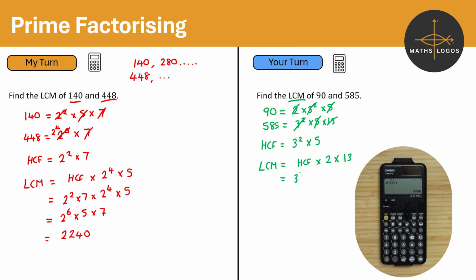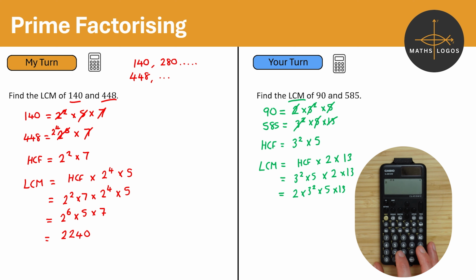Well, remember I said that was 3 squared multiplied by 5, multiplied by everything that was left over that we didn't use in our highest common factor. To write it in index form, I'll start with the lowest prime number, which is 2, multiplied by 3 squared, multiplied by 5, multiplied by 13. So sometimes questions ask us to write it in index form, and you'd want to write that.